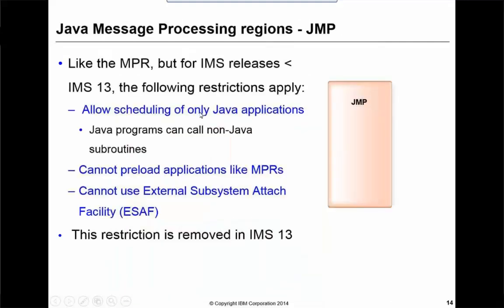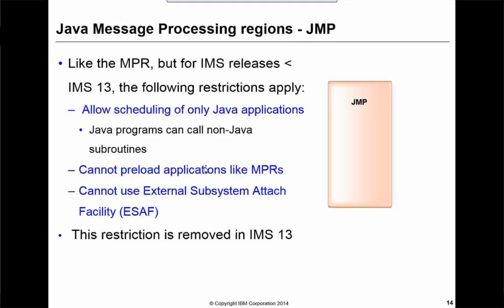So now let's talk about JMP regions. This is another type of region. JMP stands for Java Message Processing Region. These are like MPRs. Remember MPRs, message processing regions, they process transactions. Well, JMPs are also regions that process transactions. The only difference is the programs in JMP regions are written in Java, right?